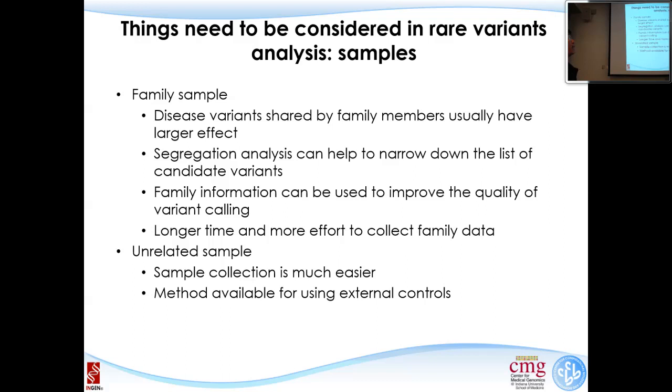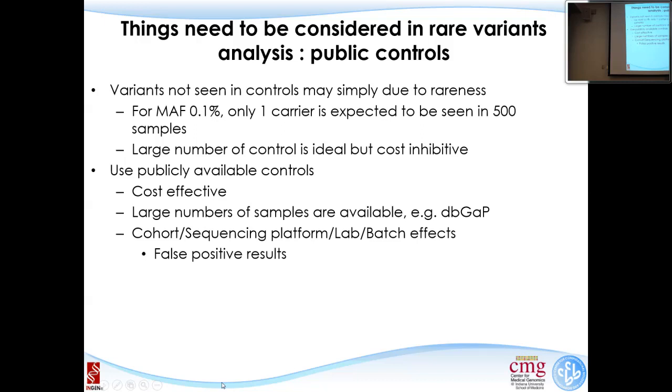So why is the control so important in the real variant analysis? If you didn't see a variant in your control, that could be because it's so rare, and you didn't see it purely by chance. If the frequency is 1%, you only see one carrier in 100 samples, or 500 samples. You just don't want to spend tons of money to sequence those controls.